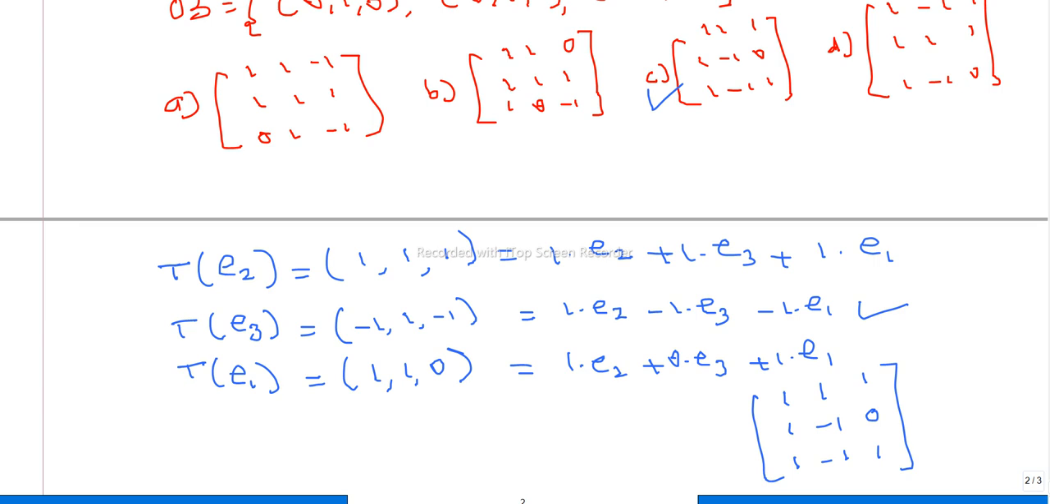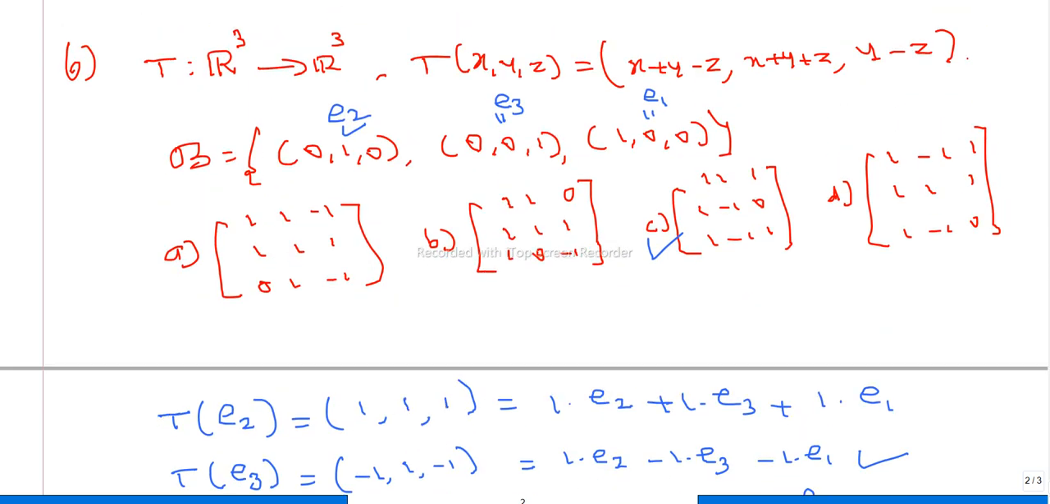So this type of question they will ask, you have to find the matrix. The order of the basis is very important. Don't always take e1, e2, e3 first. If they give e2 first, then e3, and e1 last, you have to do accordingly. Don't change the order of the basis. If you change the order of the basis, the matrix will change.